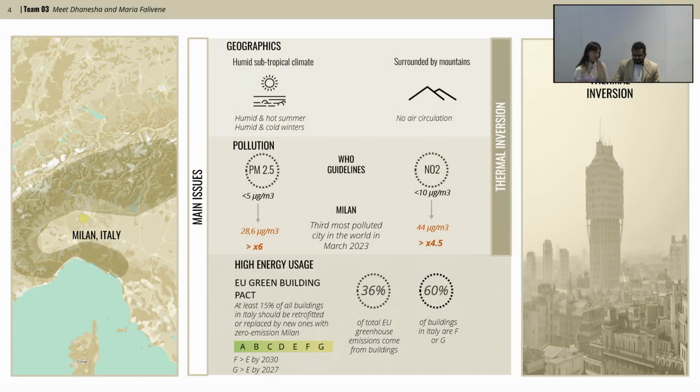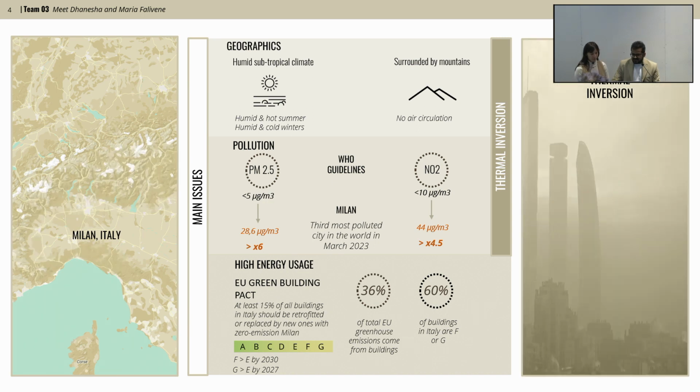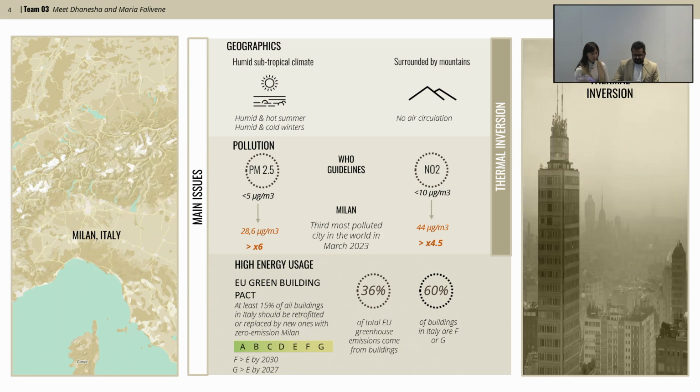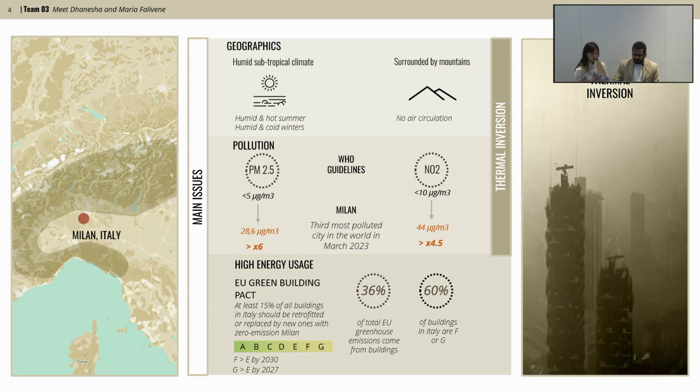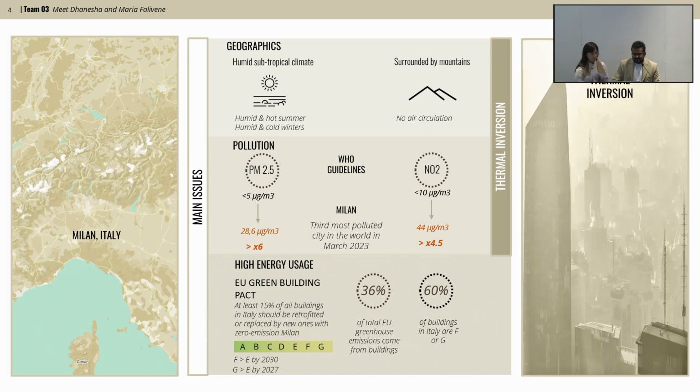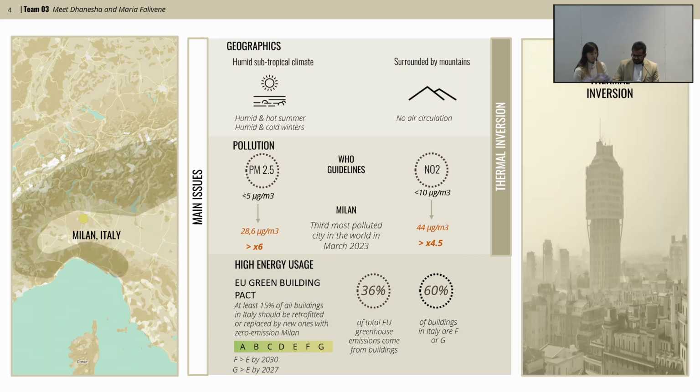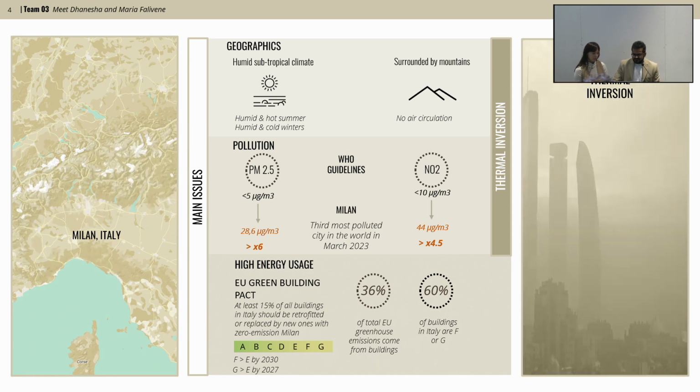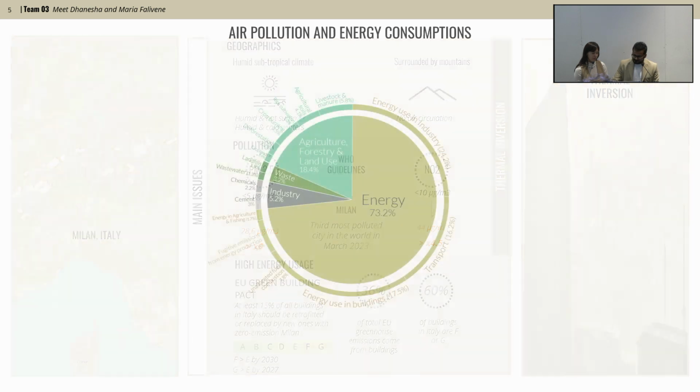Milan, Italy is the study area for this project as it stands third in the list of most polluted cities, with very high values of PM 2.5 and NO2. This results from its geographical location, as it's surrounded by mountain ranges causing thermal inversion. Milan also comes under the EU Green Building Energy Efficiency Pact, so suitable measures have to be taken.